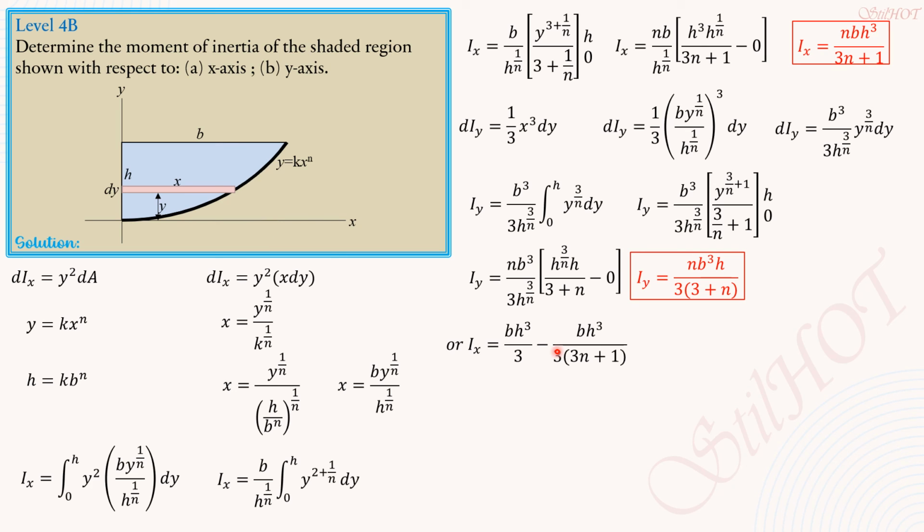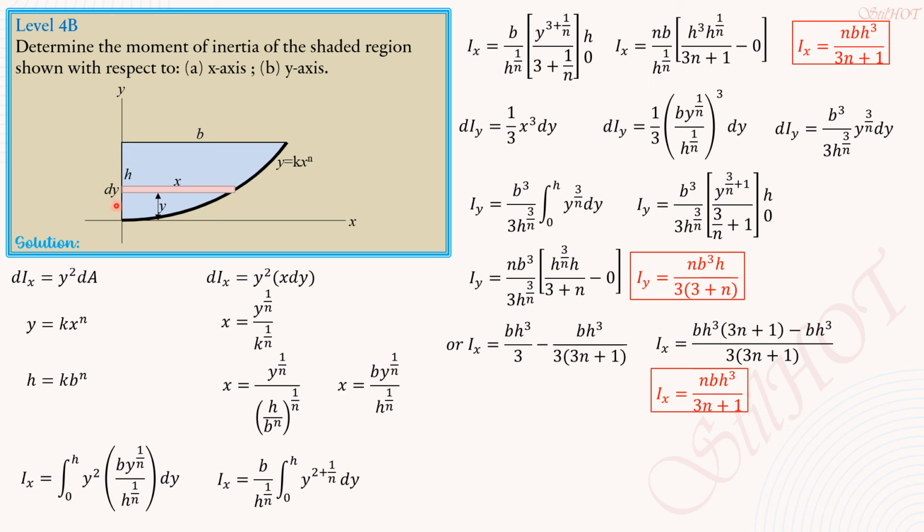So simplifying, this is the LCD. Ix equals 3n bh cubed times the quantity 3n plus 1 minus bh cubed, all over 3 times the quantity 3n plus 1. So we can cancel the bh cubed times 1 minus bh cubed. What remains here is 3n bh cubed all over 3 times the quantity 3n plus 1. We can cancel 3 further, so we have n bh cubed over 3n plus 1. This is the same as that.